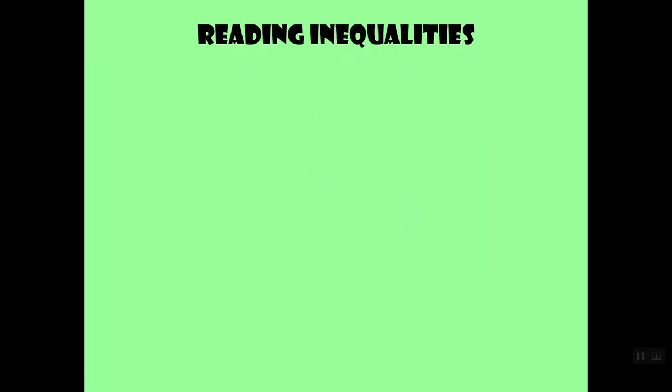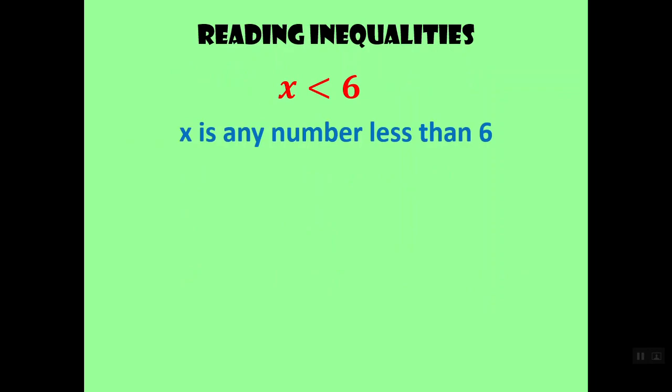When we read an inequality, we read it from left to right, just like we would a sentence in the English language. Here's an inequality with a variable in it, so we would say x is any number that is less than 6. X is any number less than 6. Well, what numbers are we talking about? What are some numbers less than 6? There's 5, 4, 3, 2, 1. Those are all less than 6, but so is 0. Those aren't the only numbers less than 6, however.